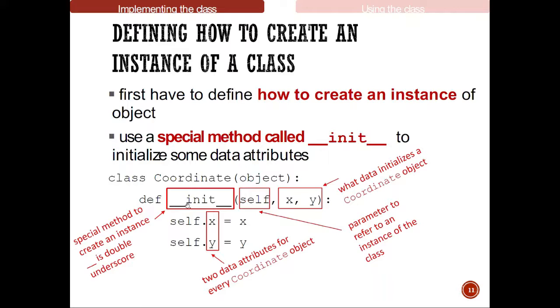So this __init__ is a special method to create an instance, and we have this double underscore before and after. And then here we define the data attributes. So self.x is equal to x, and self.y is equal to y. So these are two data attributes for every coordinate object.